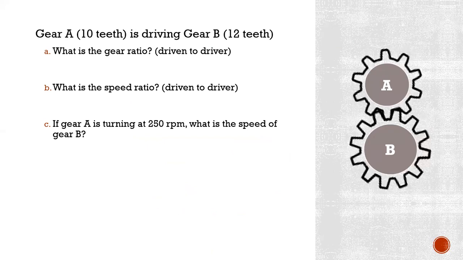Let's do another example. Gear A has 10 teeth and it's driving gear B, which has 12 teeth. What's our gear ratio? So our gear ratio, the driven gear is B and the driver gear is A. So this is a 12 to 10 ratio, or we can write this as a 6 to 5 ratio. Our speed ratio is going to be opposite of that. It's going to be a 5 to 6 ratio. So we just flip the ratio.